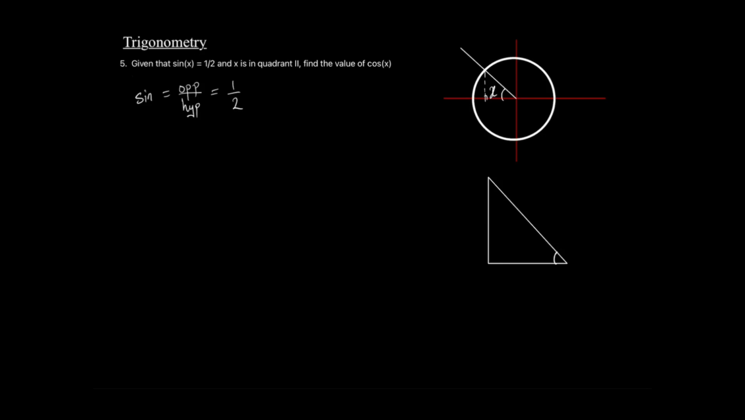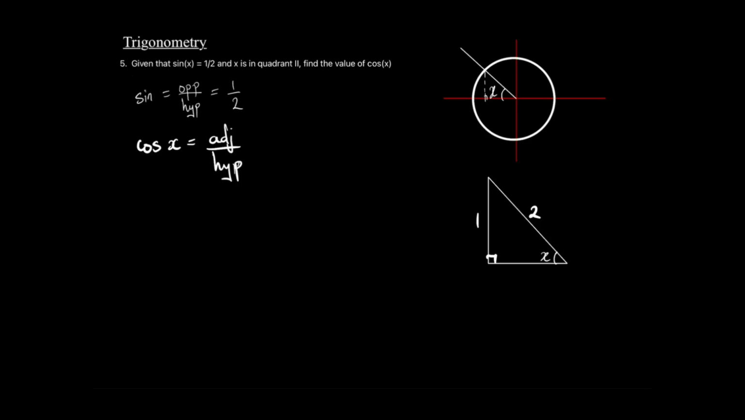Where this is the angle x, 2 is the hypotenuse, and 1 is the opposite. And this is a right angle triangle. And now we are asked to find the cosine of x, which is the adjacent divided by the hypotenuse. But we don't know the adjacent, but we could use Pythagoras theorem to find the adjacent.